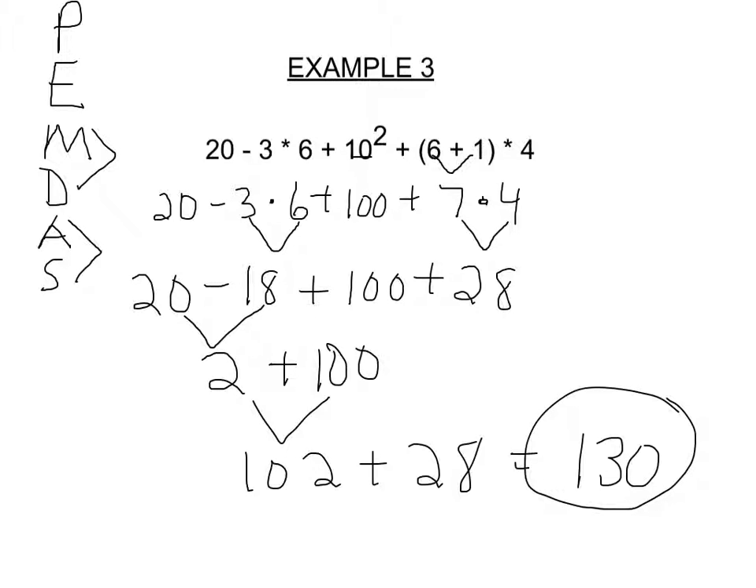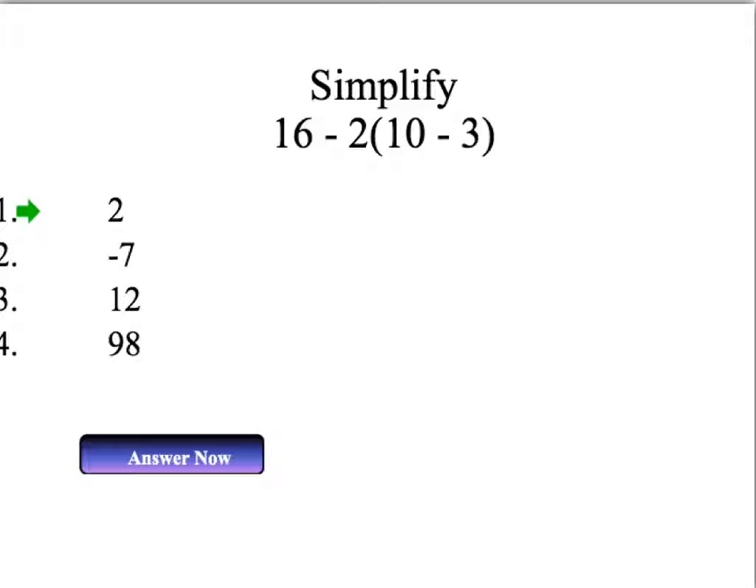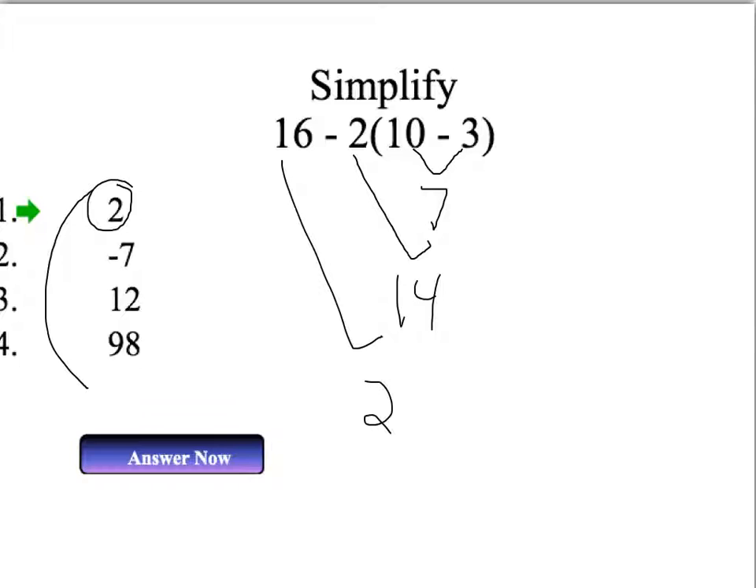Okay, now let's see what we have next. Let's see if you can do this one on your own. Write this down, this should be in your notes, and see which one of these answers did you get. You can pause this and work it and then restart it. Alright, you should have gotten an answer of 2. If you didn't get an answer of 2, you did it wrong. Make sure you do this first. That's the parentheses, that's 7. Then you're going to multiply before you subtract. So 2 times 7 is 14. So 16 minus 14 would give me 2.